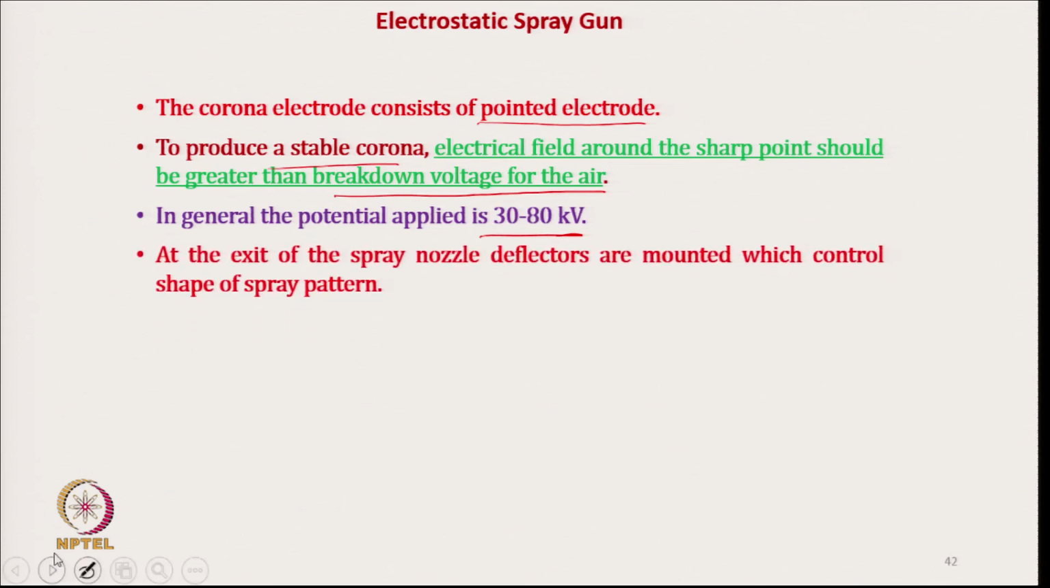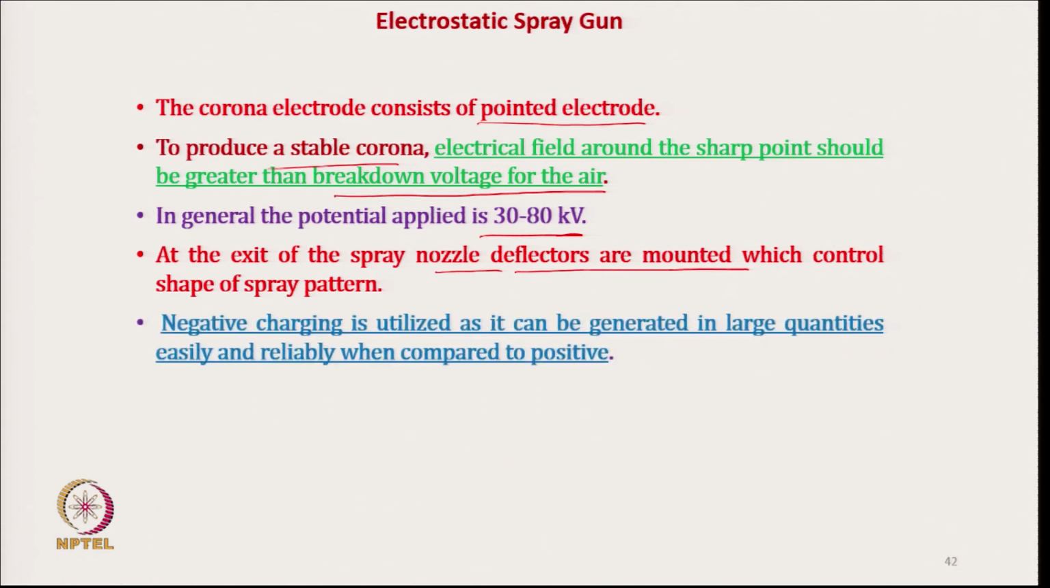At the exit of the spray nozzle, deflectors are mounted to spread the particles. Otherwise, there will be a pointed exit of the powder. So, a proper powder cloud will form.